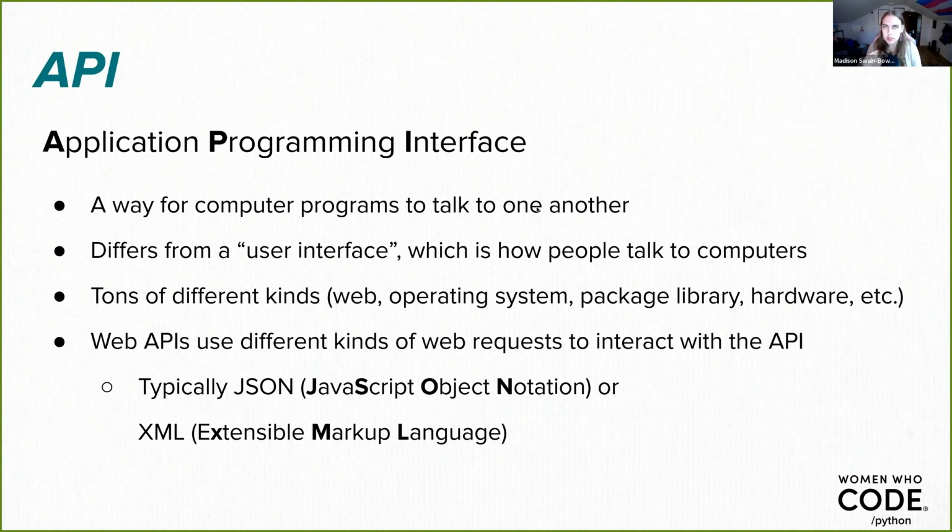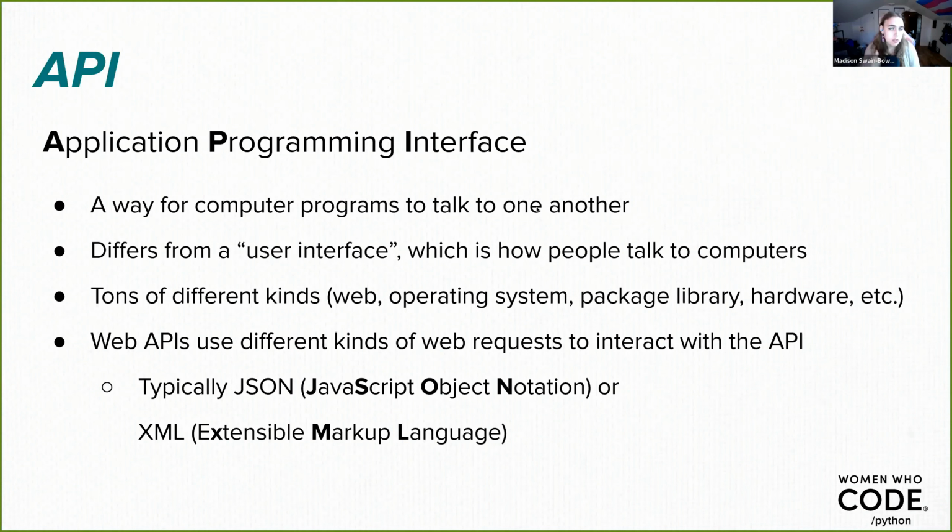This differs from a user interface. So like when you're using a computer, right, if you're going on to pay your credit card bill or something, you're using a user interface in that context. The API is something that's different from that. It's specifically built for machines to talk to one another. There's a bunch of different kinds of APIs.